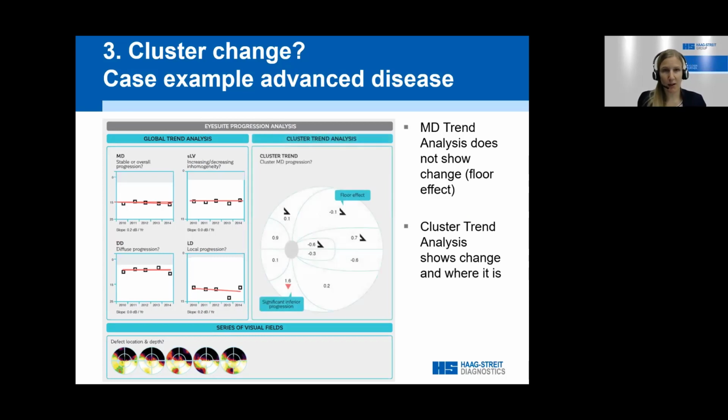But then I look at the cluster trend analysis and all these clusters that are kind of dead, they just have this black symbol. So it says this is floor effect, but it allows you to track the remaining clusters. Also very helpful to look at the two paracentral clusters in late stage glaucoma where you can still track them.